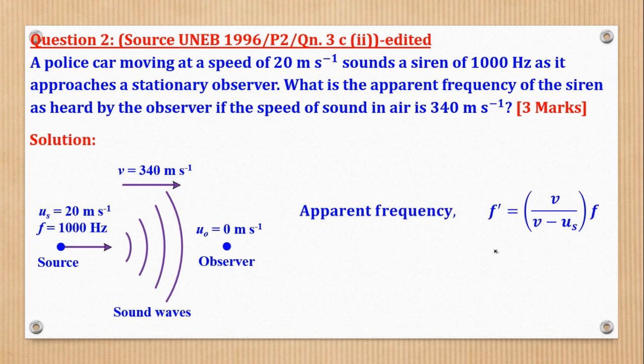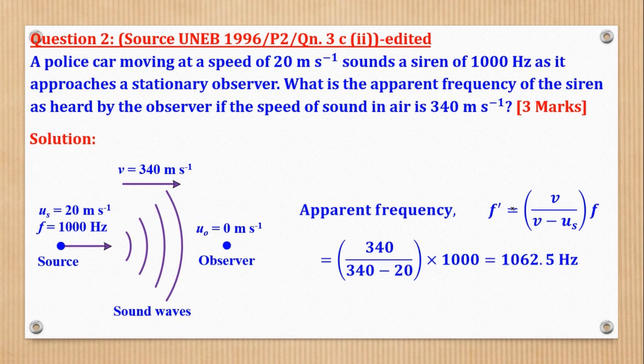For it to increase, it implies that the numerator will be maximum and the denominator will be minimum. So minimum, that's why there is a minus. And here it would have been minus US, but because U0 is 0, that is why we just put V. Therefore, you substitute and get the output.